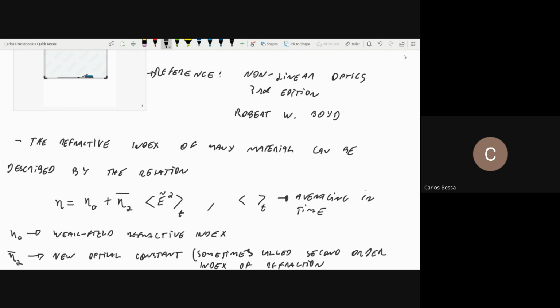In this book, what we are seeing today is just a short introduction of chapter 4. Okay, most parts are present in chapter 4.